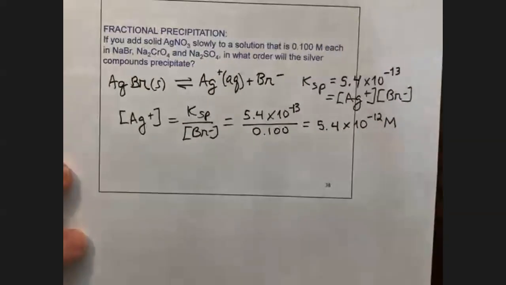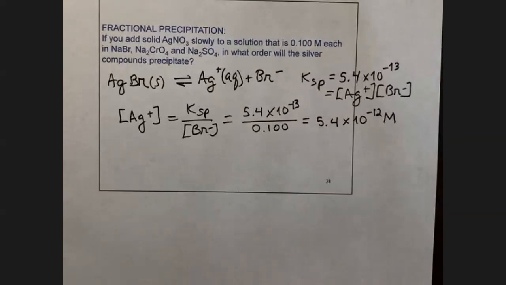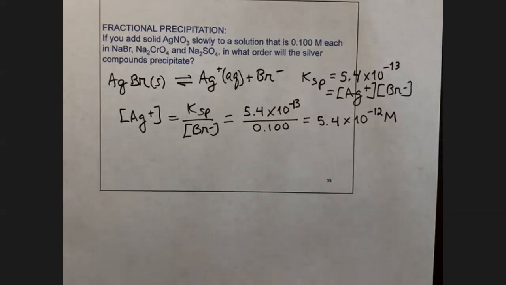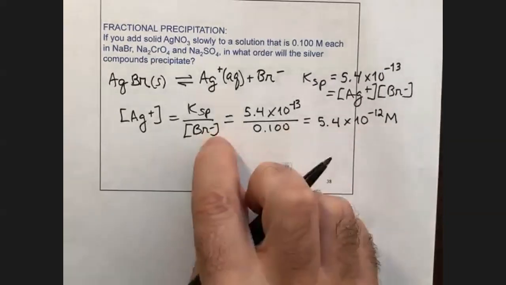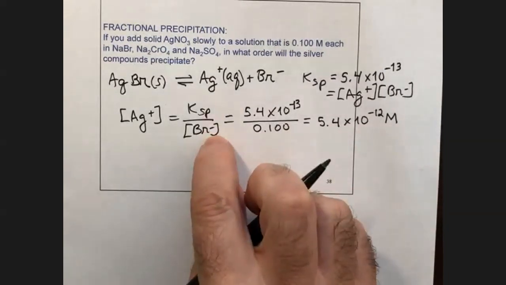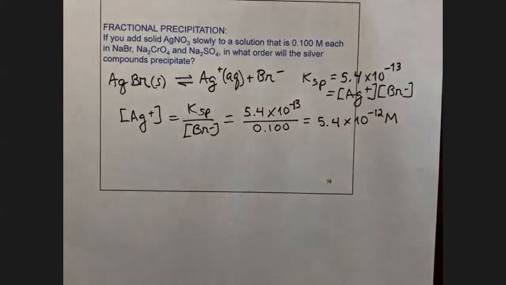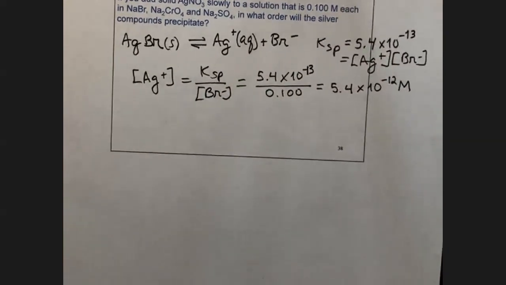All right, so that means that if I'm adding silver nitrate slowly, when the silver ion concentration reaches that level, I'm going to start precipitating silver bromide because that's kind of like the maximum, that's the saturation level. Okay, everybody understand that? Cool. All right. So let's try the other one then.